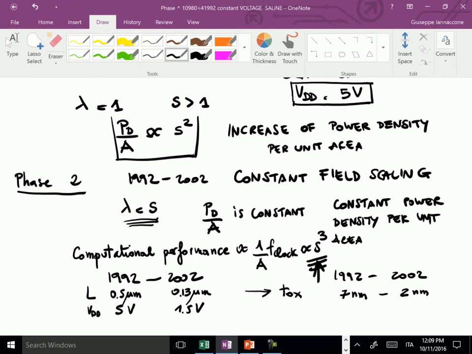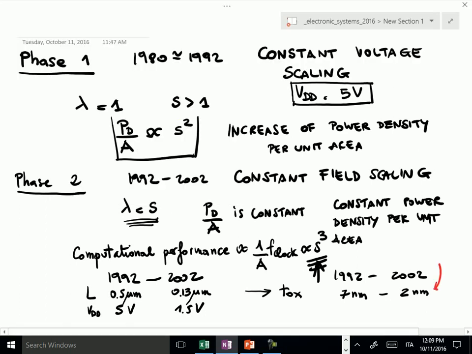So we have the problem of gate leakage. Gate leakage is something that you can neglect completely when you have an oxide of 7 nanometers, because it goes exponentially with the thickness. But of course, it becomes critical when you have an oxide with 2 nanometers. And if you think in perspective, it becomes a really critical issue. This is the problem of gate leakage.